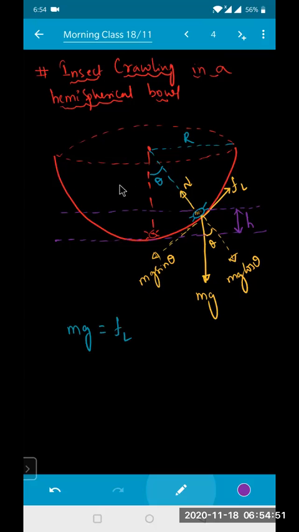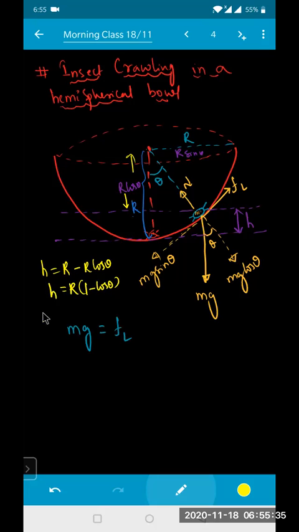If I resolve it, here this will become r cos theta, and here this will become r sin theta. From here to here, initially it is nothing but capital R, and from here to here, this component is r cos theta. So to get h, what should we do? h will be equal to R minus R cos theta. From here to here is R cos theta, and from here to here is capital R. So R minus R cos theta will give me the height. So R is common: R into 1 minus cos theta. So this is the height to which it is raised.